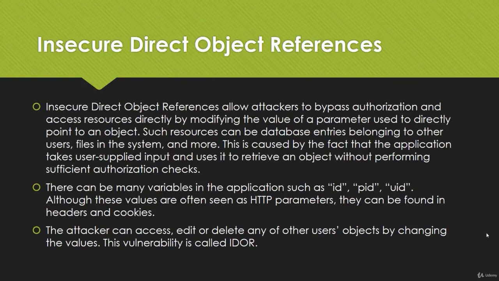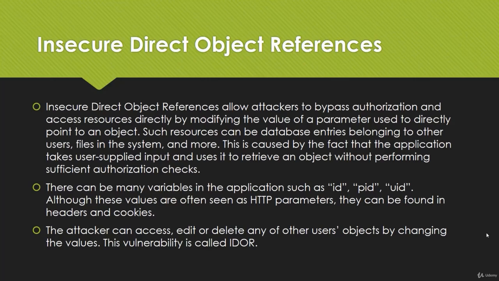We will learn about what is IDOR, or Insecure Direct Object Reference. Insecure Direct Object Reference allows attackers to bypass authorization and access resources directly by modifying the value of a parameter which is used to directly point to an object. Such resources can be database entries belonging to other users, files in the system, and more.